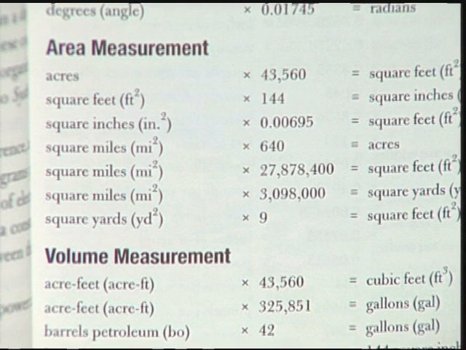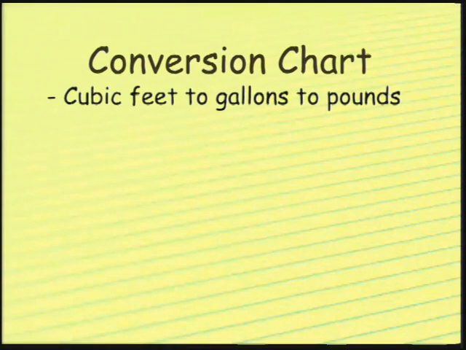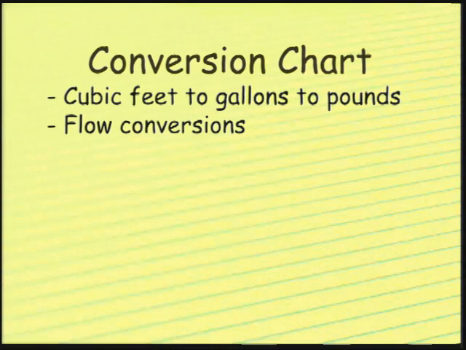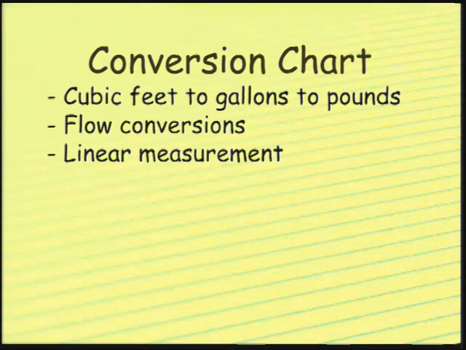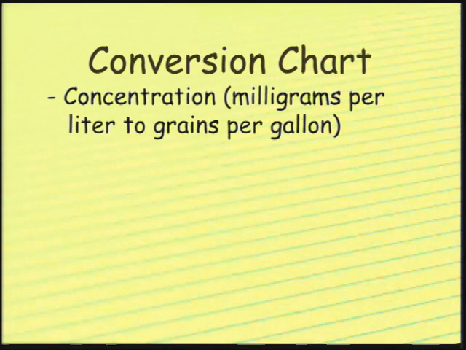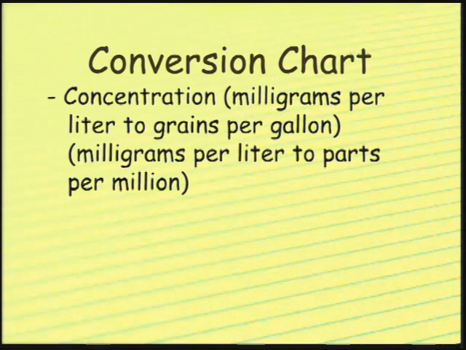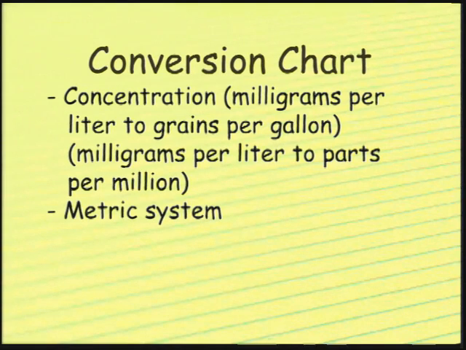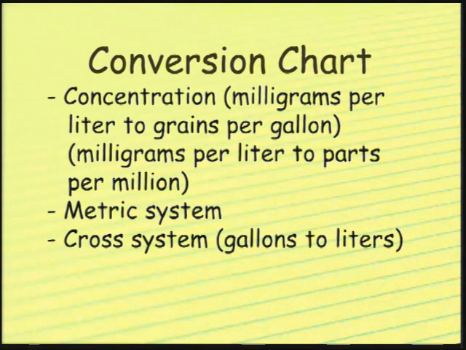customary units such as converting cubic feet to gallons to pounds, flow conversions, linear measurement conversions, area measurement conversions, and volume measurement conversions. There are also concentration conversions, such as milligrams per liter to grains per gallon, milligrams per liter to parts per million, metric system conversions, cross-system conversions, such as gallons to liters, and temperature conversions.